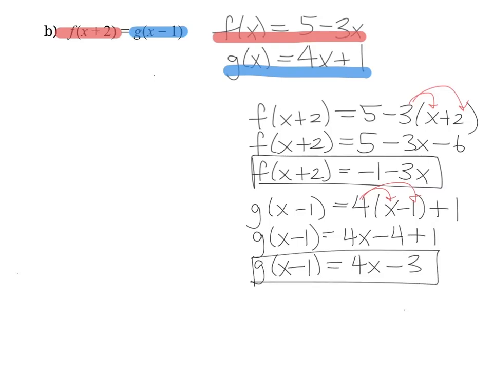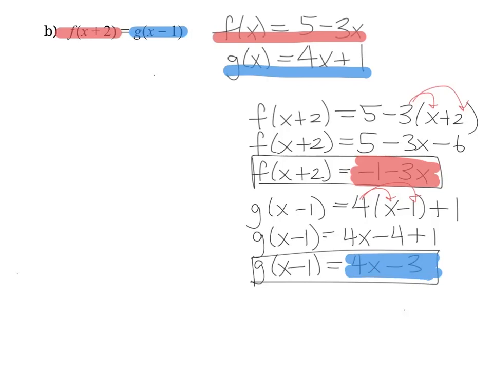So now go back up to the original problem. We're trying to see when f of x plus 2 is set equal to g of x minus 1, what is x equal to? Well, we separated it. So we know what f of x plus 2 is now. We know it's just this value here. And we also know what g of x minus 1 is. It's just this value here.